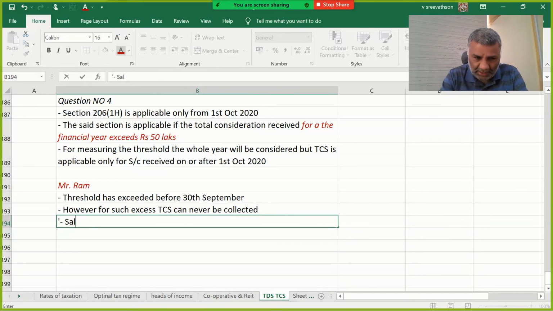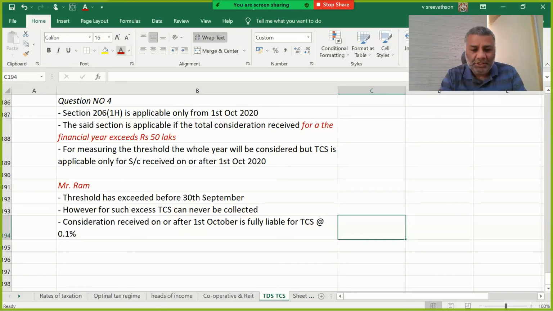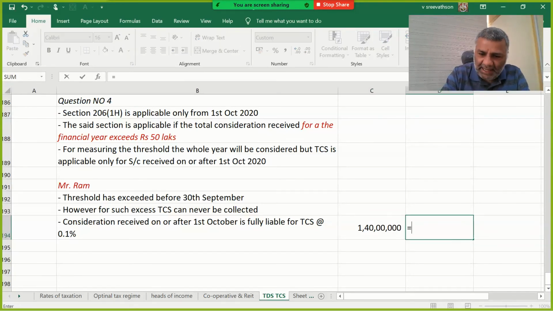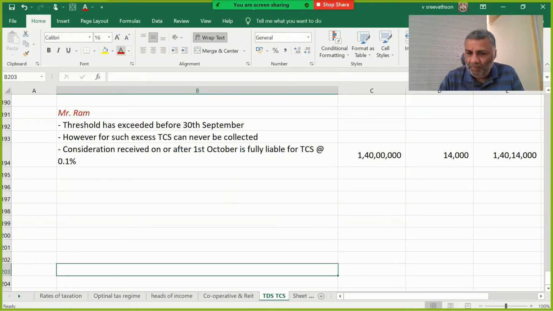Sale or consideration. Consideration received on or after 1st October is fully liable for TCS at 0.1%. So what happens? 1 crore 40 lakhs, TCS will be into 0.1%. So you will collect from him 1 crore 40 lakhs 14,000. You will collect from him 1 crore 40 lakhs 14,000.